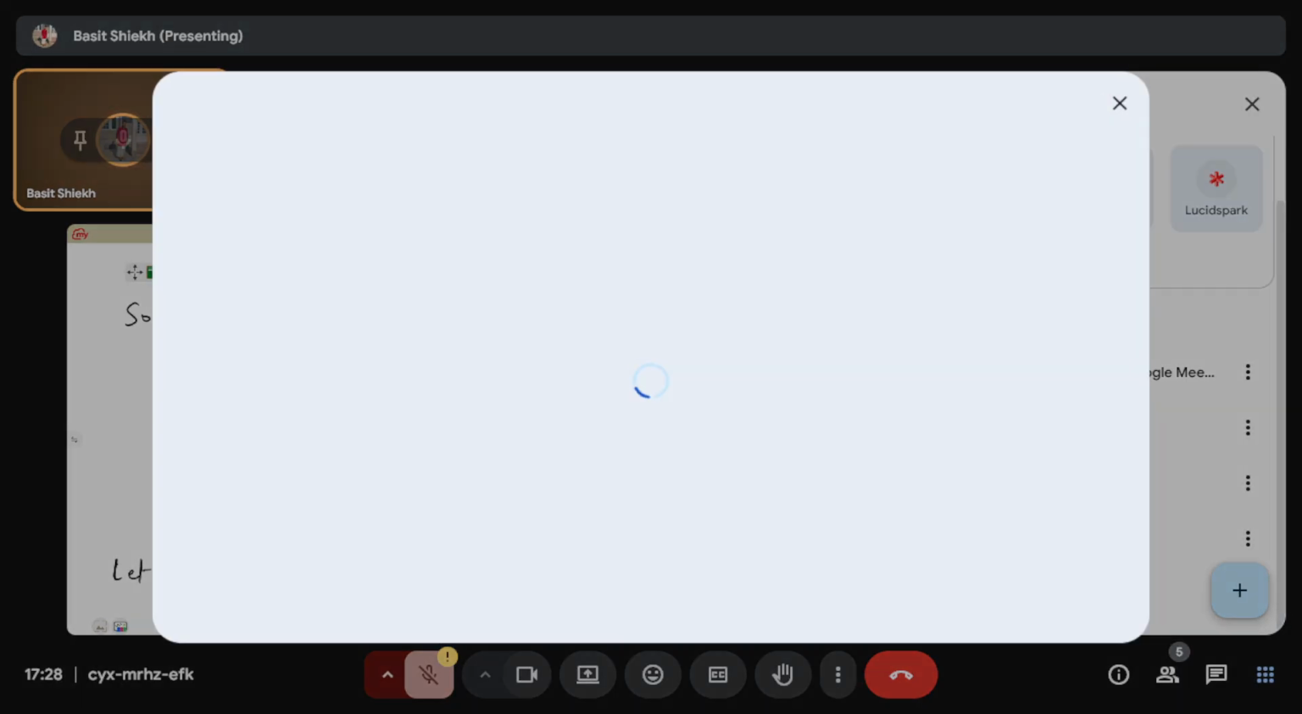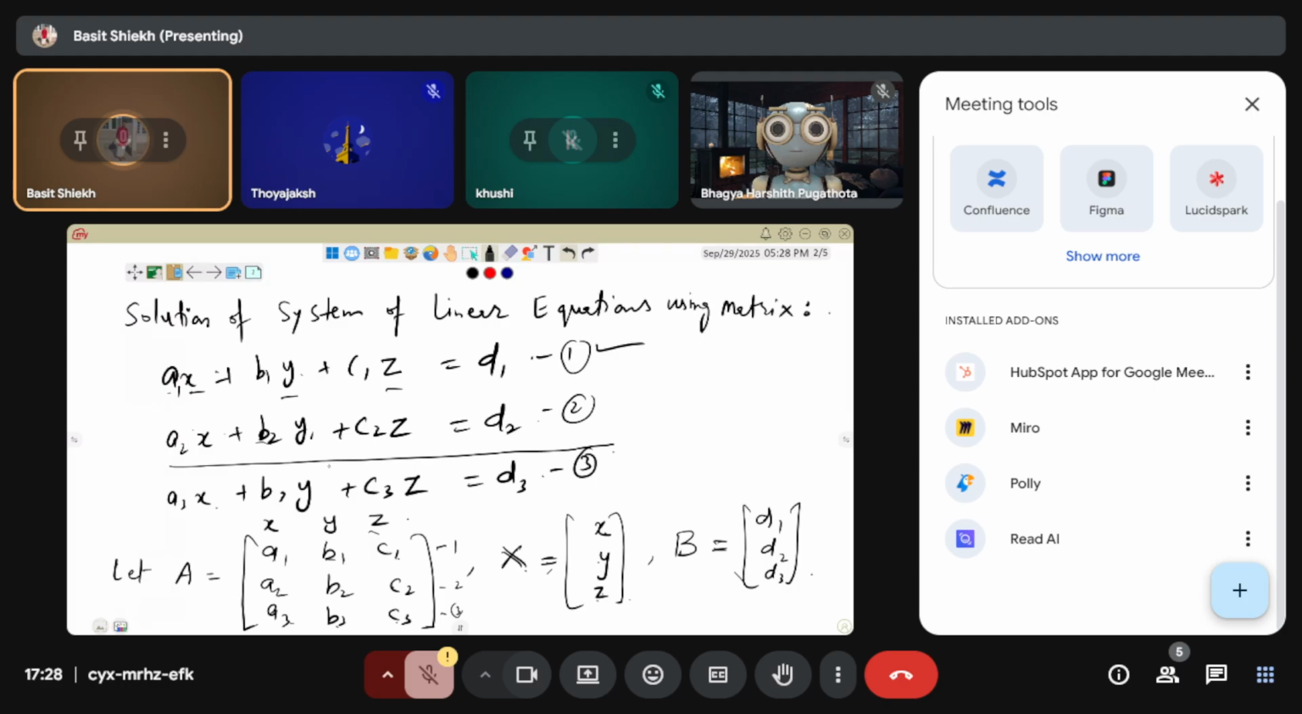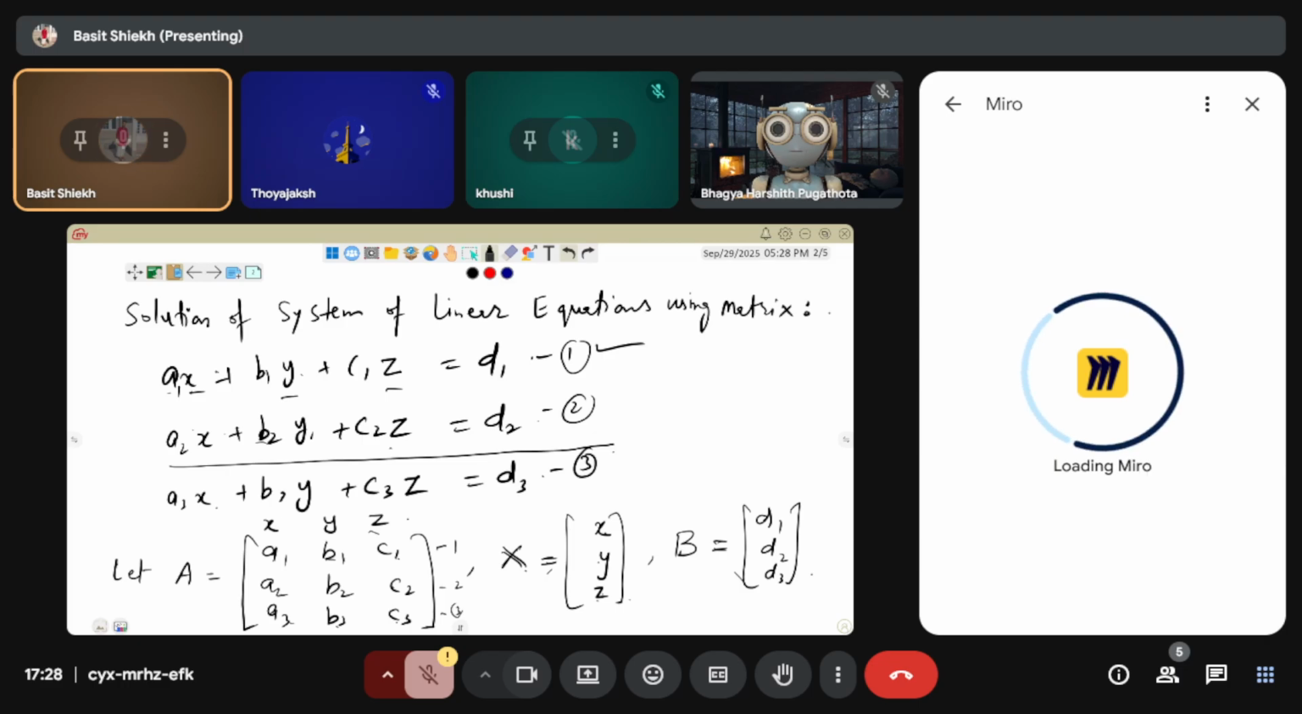Then we have this matrix X, the matrix of variables x, y, z, because we have x, y, z in all three linear equations. Then we have the constant terms on the right-hand side, D1, D2 and D3. In the first row we write D1, in the second row D2, and in the third row D3.